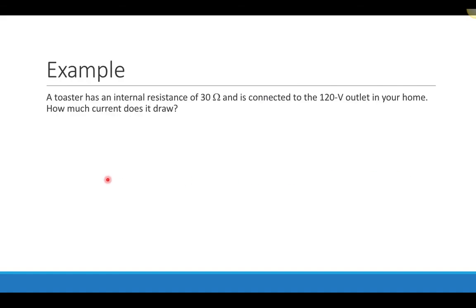All right, let's look at a couple of examples using Ohm's law. Suppose that we have a toaster, and a toaster that has an internal resistance of 30 ohms is connected to a 120 volt outlet in your home. How much current does it draw?